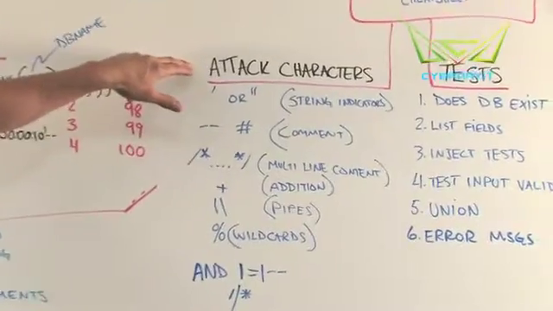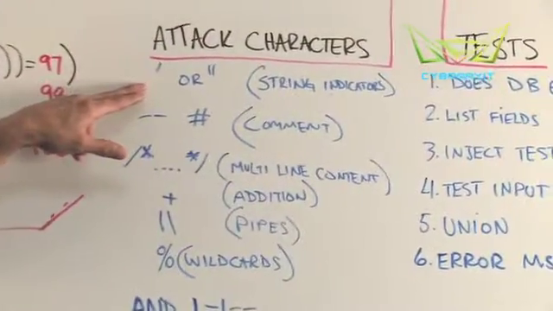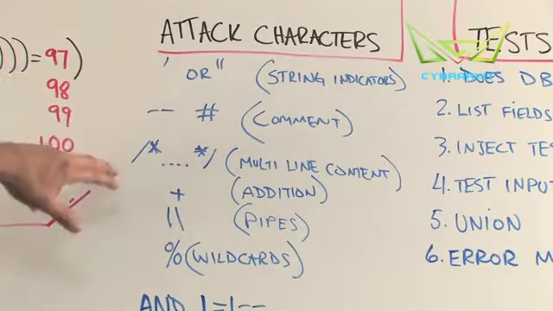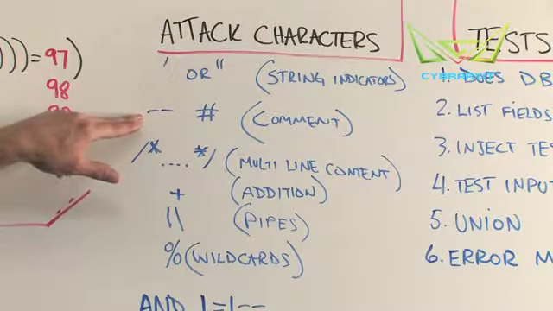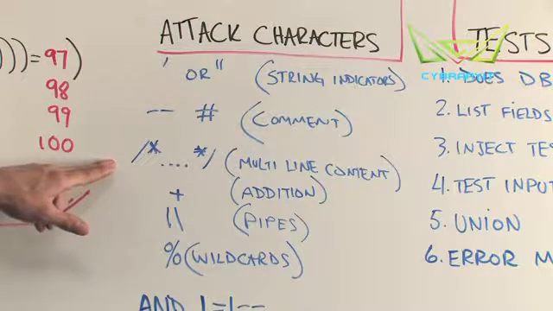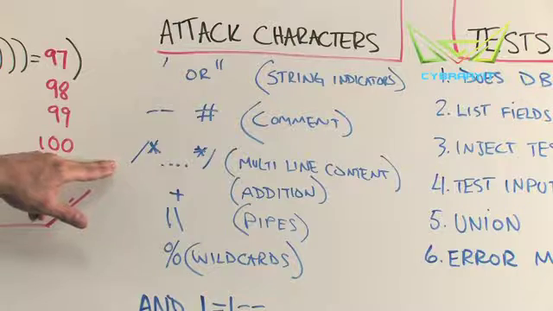Some of the traditional attack characters here are the single tick or a double tick. Basically, these are what we call string indicators. You can do comment fields, either like a dash dash or the pound sign. You can do multiple inline comments. This is also great for obfuscating techniques.